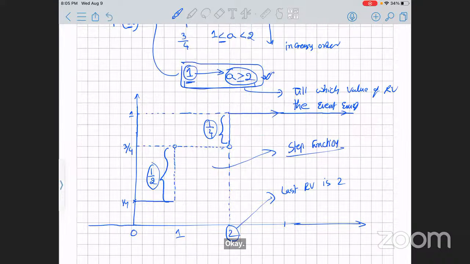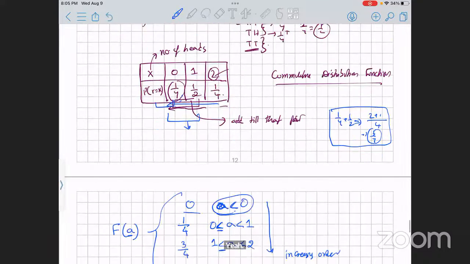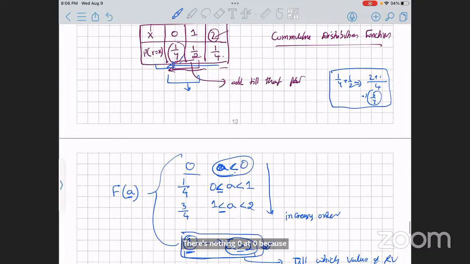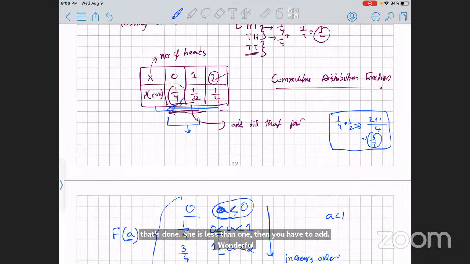Clear, everyone? Sir, if A is less than 1, it's also always 0, sir? If A is less than 0, it's 0. If A is less than 1, then you have to add only 1 by 4, because 0 is there. Yes, sir, my mistake. 1 by 4.